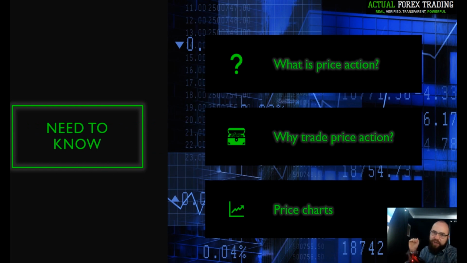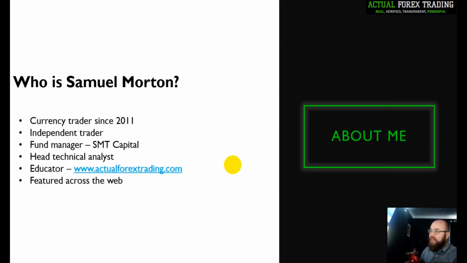This course will teach you everything you need to know about price action. As already mentioned, what is price action? Price action trading. Sometimes price action is abbreviated to an acronym, PA. So what is PA or PAT? Price action trading. Why trade using price action? And we're also going to look at some price charts. This is all about technical analysis because price action is the foundation of technical analysis. And let's talk a bit more about that in a moment.